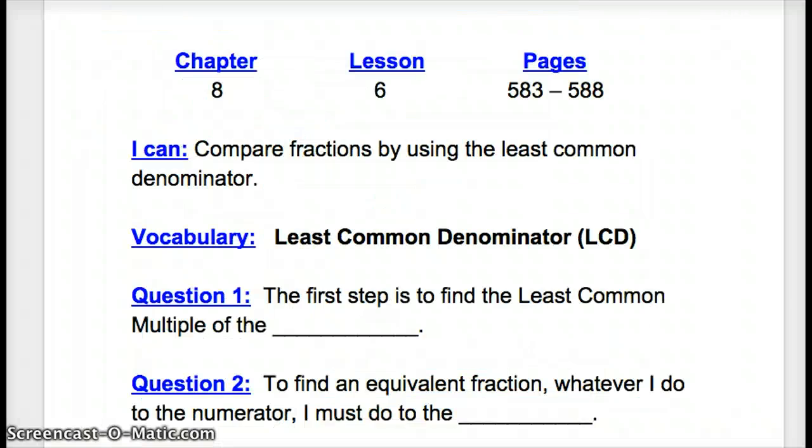Alright, so look back at these two questions, and remember, look back at what the first step in finding the least common multiple would be, and then for the equivalent fraction, whatever you do to the numerator, you must do to the blank. So answer that in the form, please.